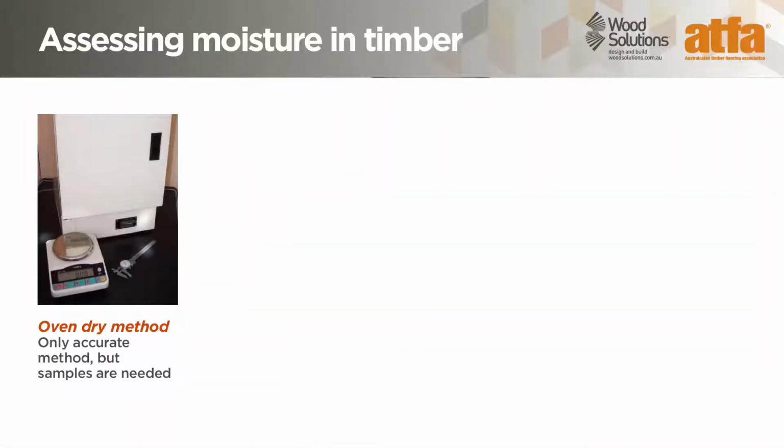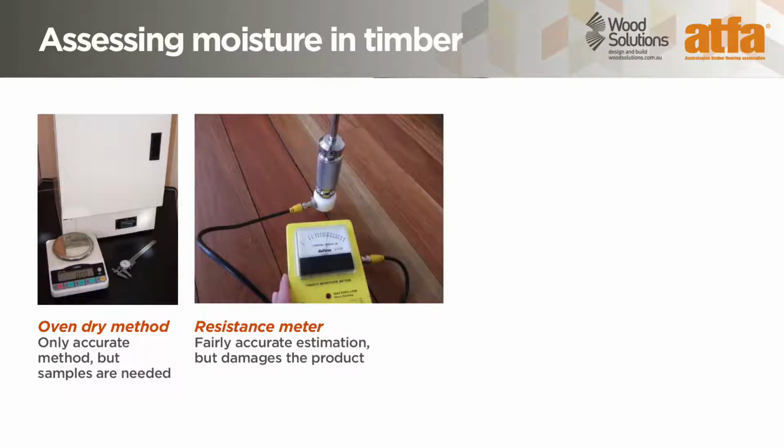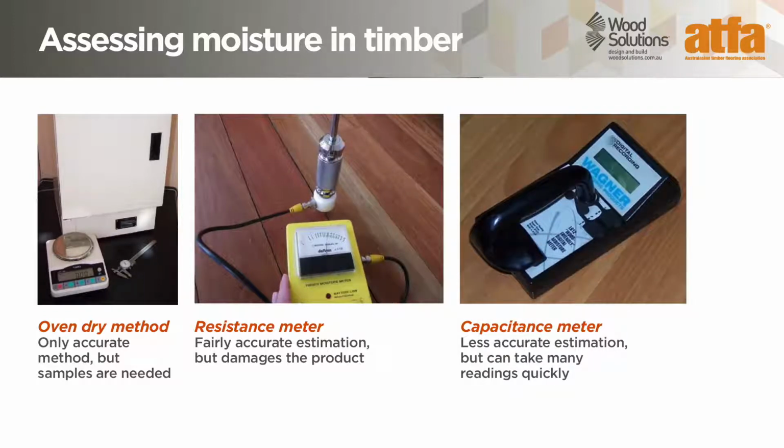The oven-dry method is the only accurate method of determining moisture content, but for a floor that has been laid, it requires samples to be removed from the floor. Resistance moisture meters provide a reasonably accurate assessment of the moisture content, but because they need to have pins inserted into the floor, they also create some damage and have limited use in completed floors. The third method is the capacitance moisture meter. This is a little less accurate than the resistance meter, but has the advantage over other methods in that it is non-destructive and can take many readings quickly.